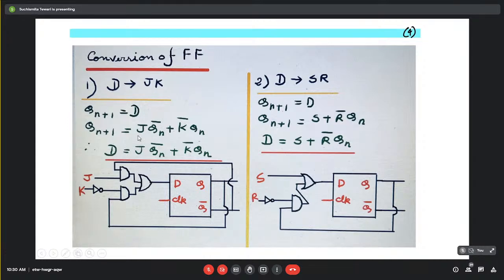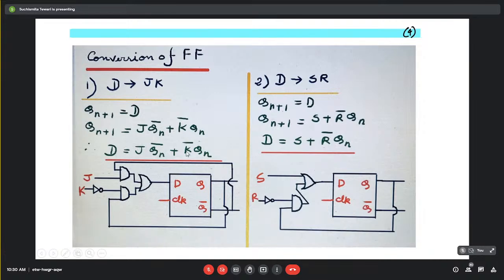What is D? D is J Q-bar plus K-bar Q. So we need one AND gate, then another AND gate to get this term, and an OR gate to ultimately do this addition operation. So here we are getting J and Qn bar. Qn bar means it is getting a feedback connection from this output to here.